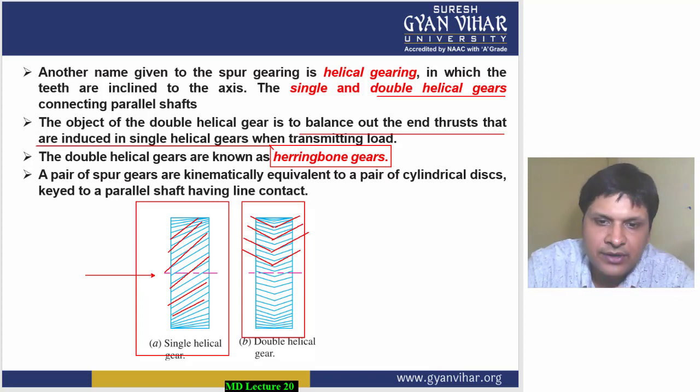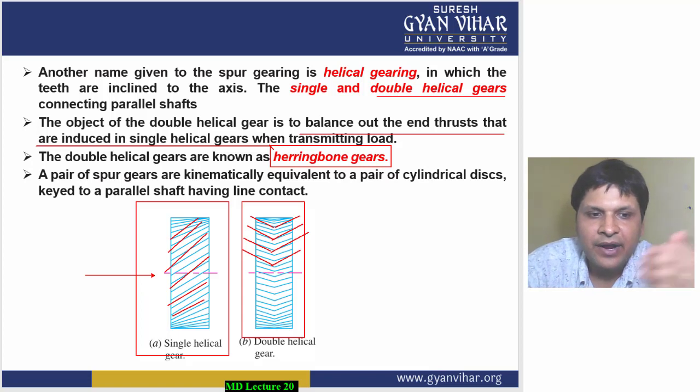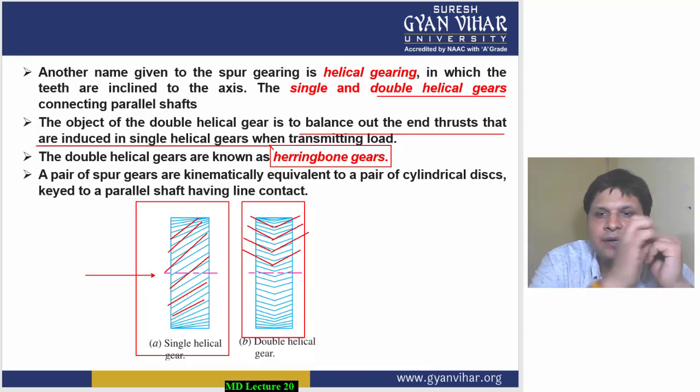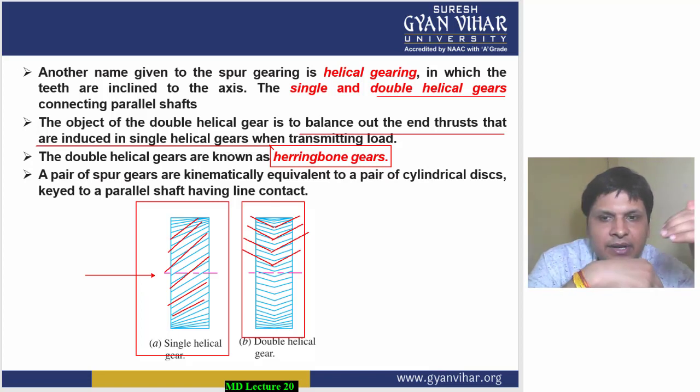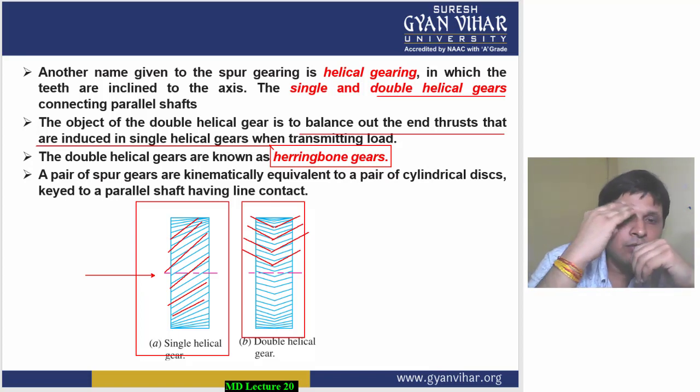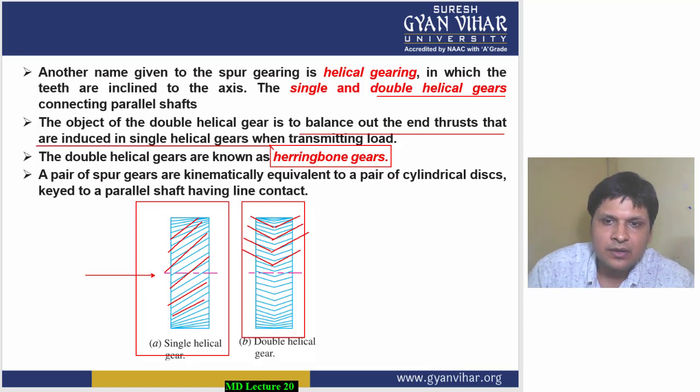During the transmission of the load, students, the problem of creation of end thrust, axial thrust, in single helical gears is overcome in double helical gears, because in double helical gears you have end thrust in opposite directions, which balance each other. Therefore, the whole of the thrust is neutralized. All right, double helical gears have the name herringbone gears. So don't forget it: herringbone gears are those gears which have inclination of the teeth in both the directions.